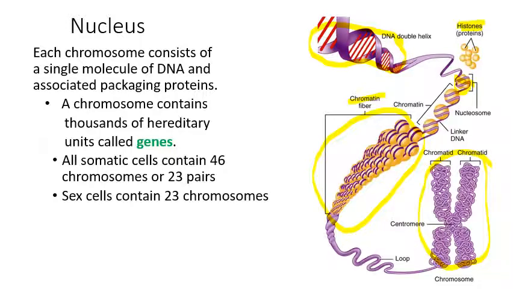All right, so inside most of your body cells, or somatic cells, you're going to have 46 chromosomes. They come in 23 pairs. So 23 chromosomes you got from your mom, 23 chromosomes you got from your dad, and they're paired up together. This is not true for sex cells or the gametes. Sperm and egg only contain 23 chromosomes.